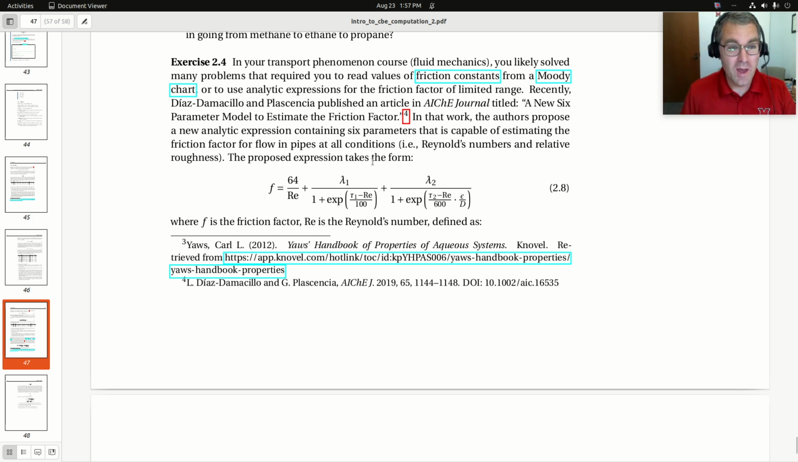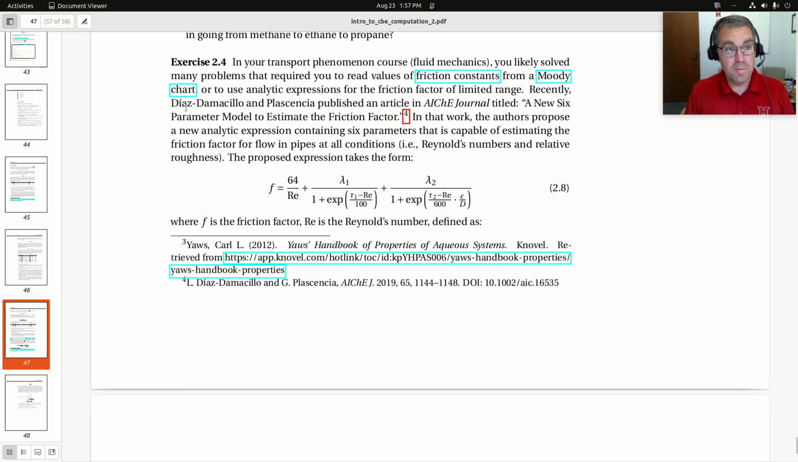I wanted to take a look at exercise 2.4, which you're asked to solve for your homework this year. So in your transport phenomena course, fluid mechanics, you likely solved many problems that required you to read values of friction constants from a Moody chart or to use analytic expressions for the friction factor over a limited range.